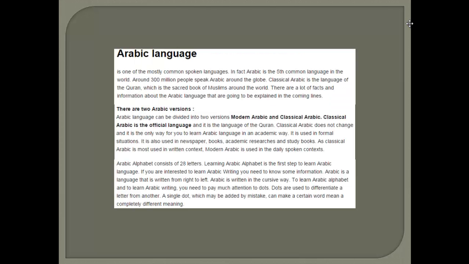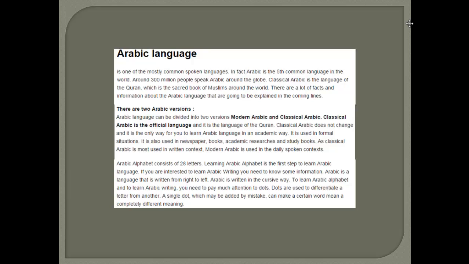Here we want to talk about Arabic language. So Arabic language is one of the most commonly spoken languages. In fact, Arabic is the 5th most common language in the world. Around 300 million people speak Arabic around the globe. Classical Arabic is the language of the Quran, the Holy Quran, which is the sacred book of Muslims around the world. There are a lot of facts and information about the Arabic language that are going to be explained in the coming lines.